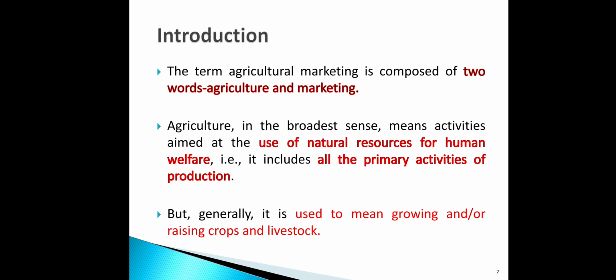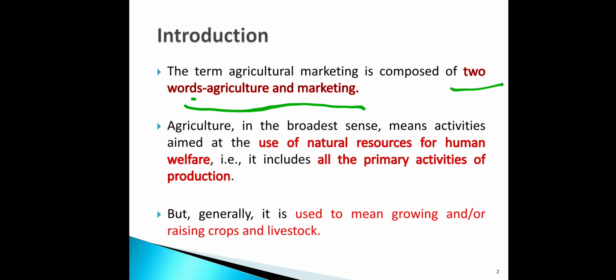Agriculture marketing is a term composed of two words, agriculture and marketing. It is formed by two different departments, or we can say two different branches. One branch is agriculture and the other is marketing. So it is the combination of agriculture and marketing.